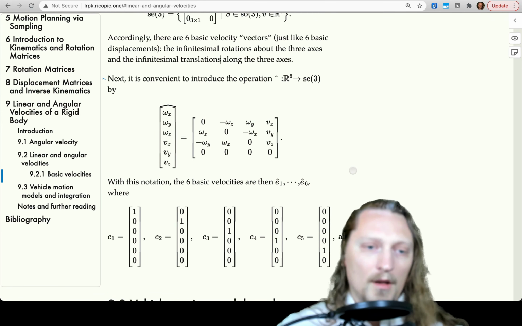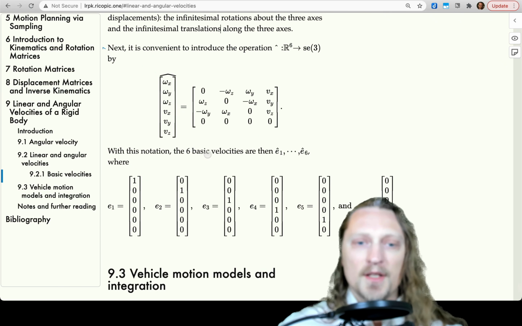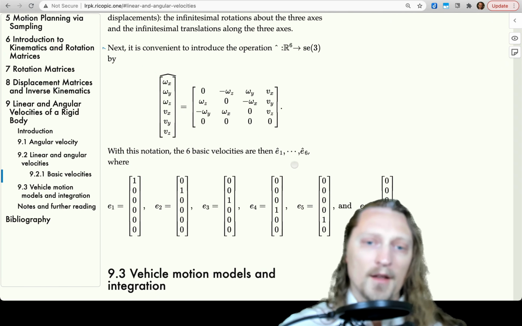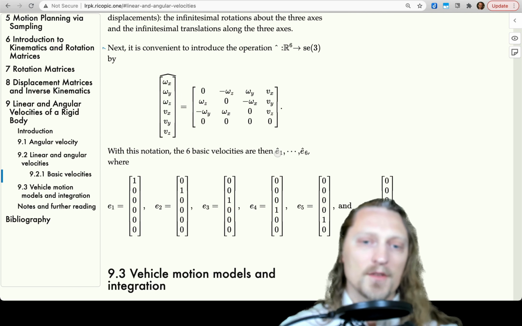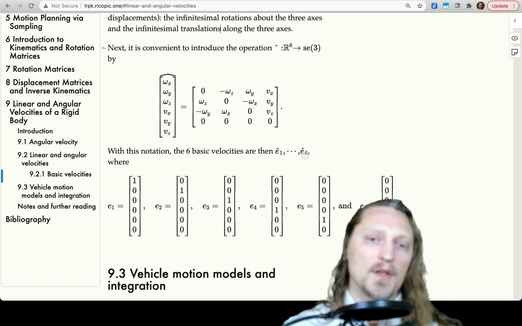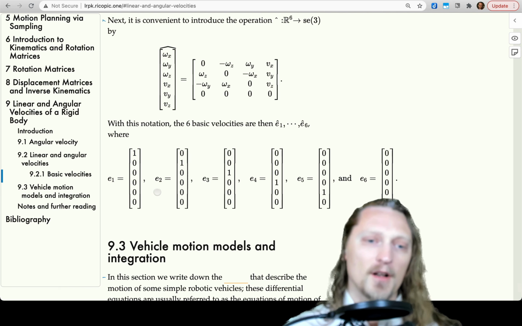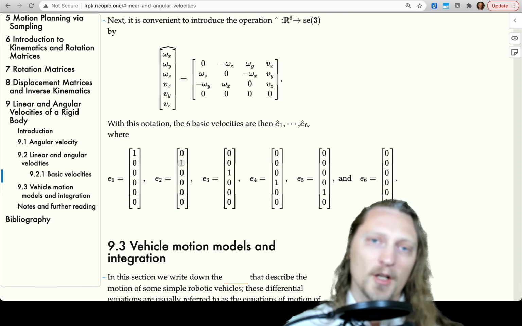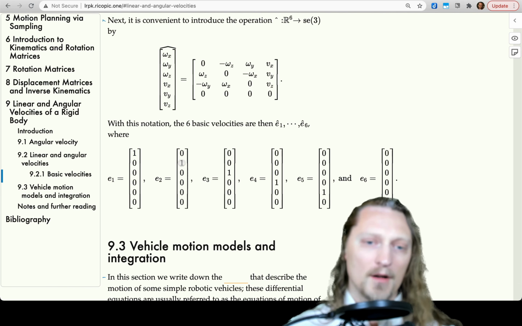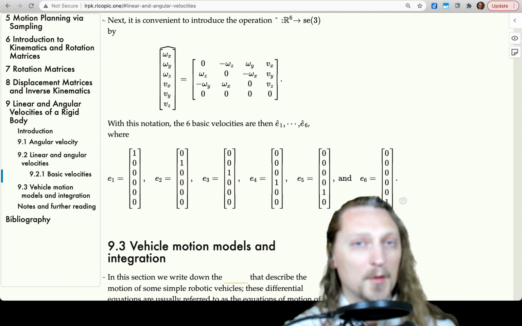With this notation, the six basic velocities are then the basis vectors E1 hat through E6 hat, where E1 is 1 and everything else 0. E2 has its second term 1 and everything else 0, etc., down to E6. These are the basic velocities expressed with these time derivatives of displacement matrices.